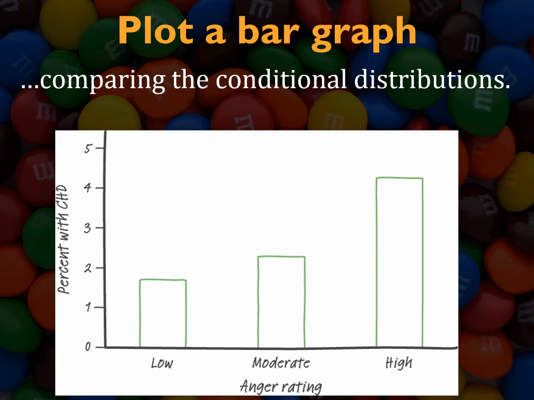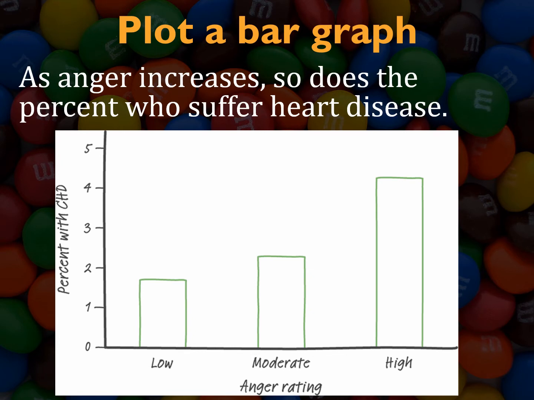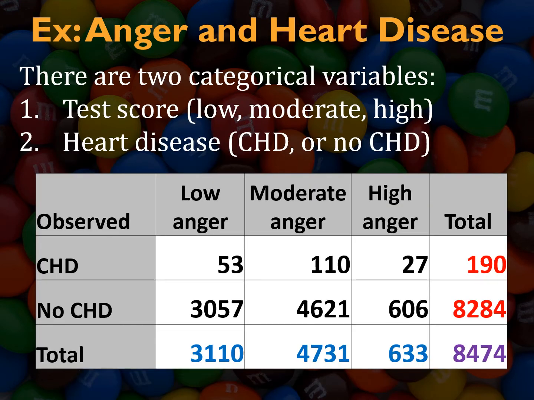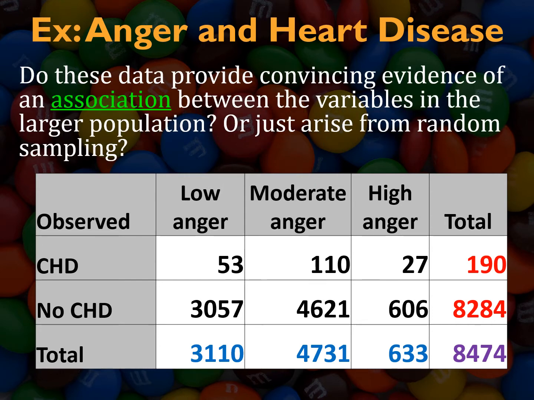Here's a bar graph comparing the conditional distributions, looking at the percentage of those that actually got coronary heart disease. You can quickly see that those with higher anger tended to have a higher incidence of heart disease. That's not that surprising. There are two categorical variables here. First, the anger level, whether it's low, moderate, or high anger. And the second variable is heart disease, whether or not they had heart disease. The question we want to answer is, do these data provide convincing evidence of an association between the variables in the larger population? Or could this have just arisen from random sampling?